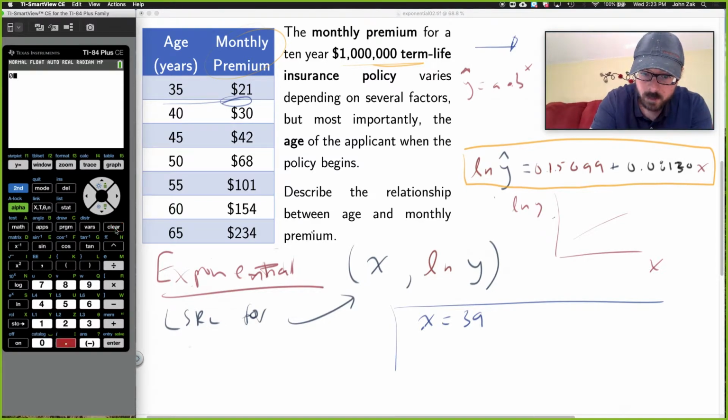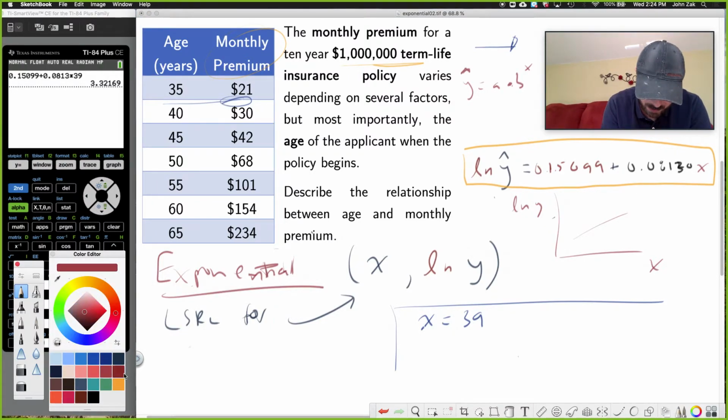I'll put in 0.15099 plus 0.0813 times my age, 39, and I get that. Now, what did that produce for me? When I plugged that X value into this equation, what I actually got is not the insurance premium. I'm not going to pay $3.32 per month. I wish. I would definitely get that insurance.